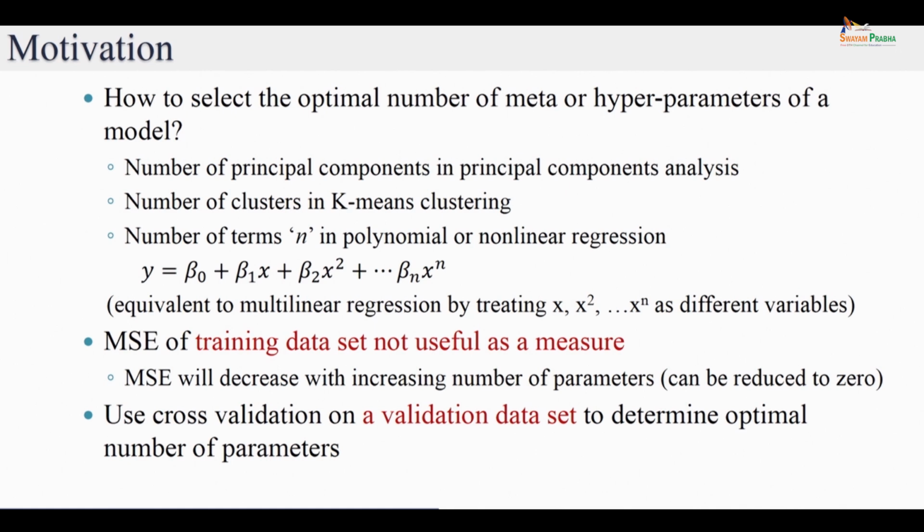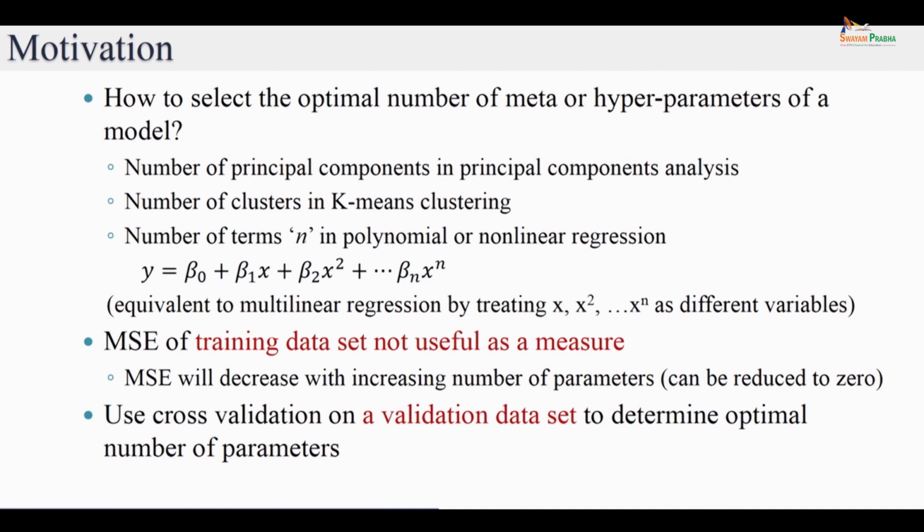Similarly, later on in this course you will come across clustering. In particular you will come across k-means clustering, and here again you have to choose the number of clusters required to group the data, and the number of clusters is called the meta parameter of the clustering modeling.